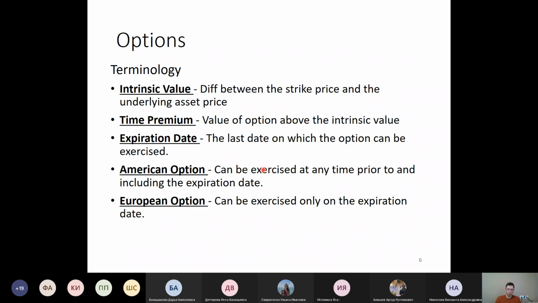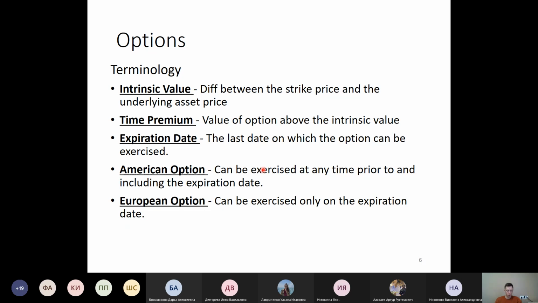The time premium, it is the value of the option above the intrinsic value. So if it is traded at the value which is higher than intrinsic value, it is mostly due to the fact that there is some time till its expiration. Expiration date is the last date on which the option can be traded.